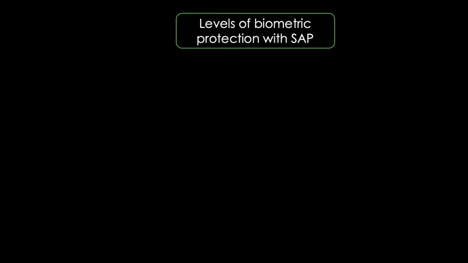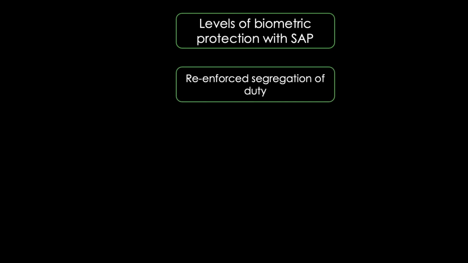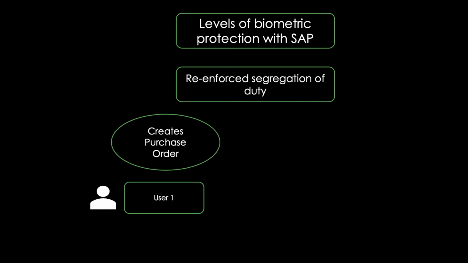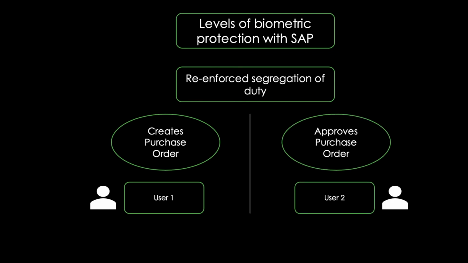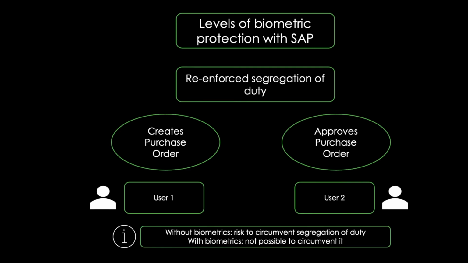Last but not least, using biometrics, we can enforce segregation of duty. For instance, one user could authenticate with biometrics using bioLock and create a purchase order. Another user would then be authorized to approve the purchase order after identifying with biometrics. So we can uniquely identify who gets access to what kind of functions in the SAP environment, meaning that without biometrics, there's the risk to circumvent segregation of duty. And with biometrics using bioLock, it is not possible to circumvent it.